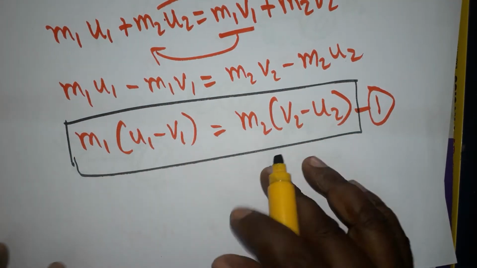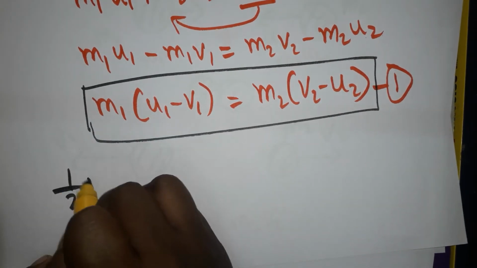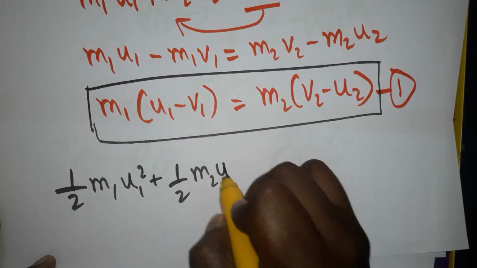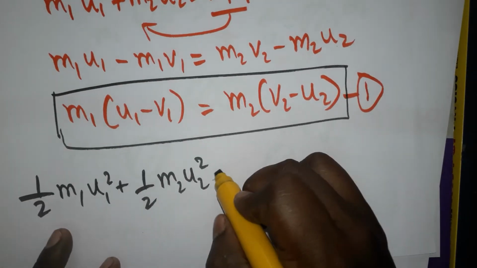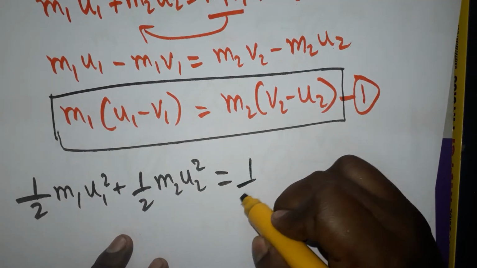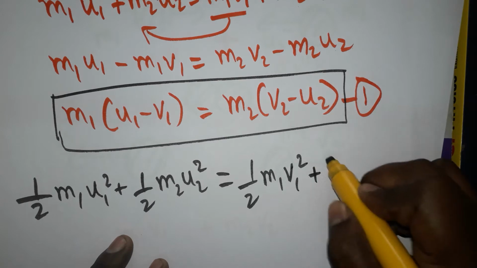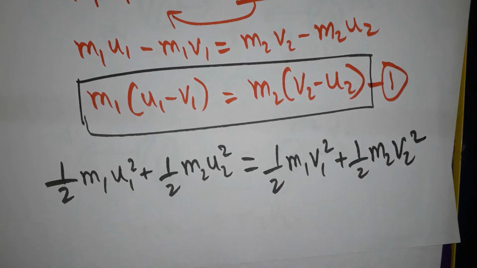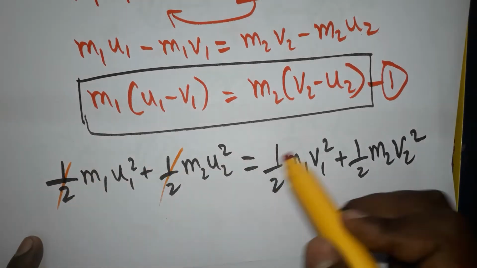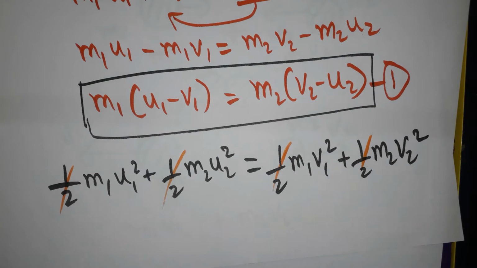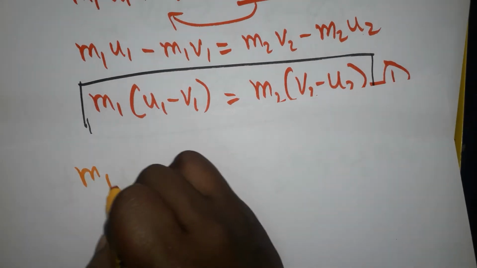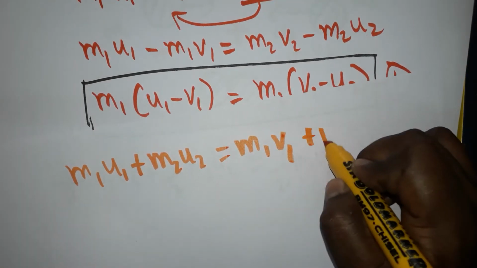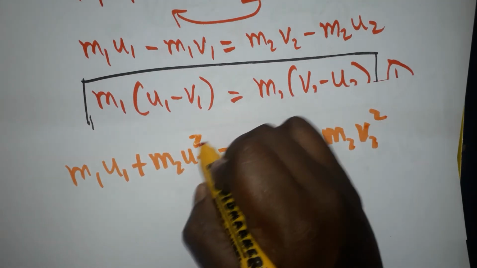Now, energy is conserved. The kinetic energy formula is half m v square. Before the collision, half m1 u1 square plus half m2 u2 square is equal to half m1 v1 square plus half m2 v2 square. The halves get cancelled on the left and right side. Remaining, I write m1 u1 square plus m2 u2 square is equal to m1 v1 square plus m2 v2 square.